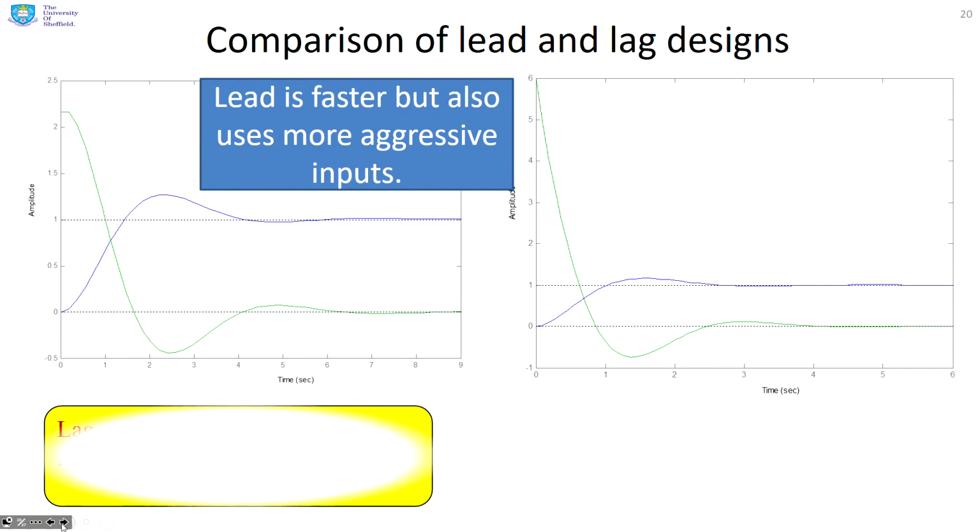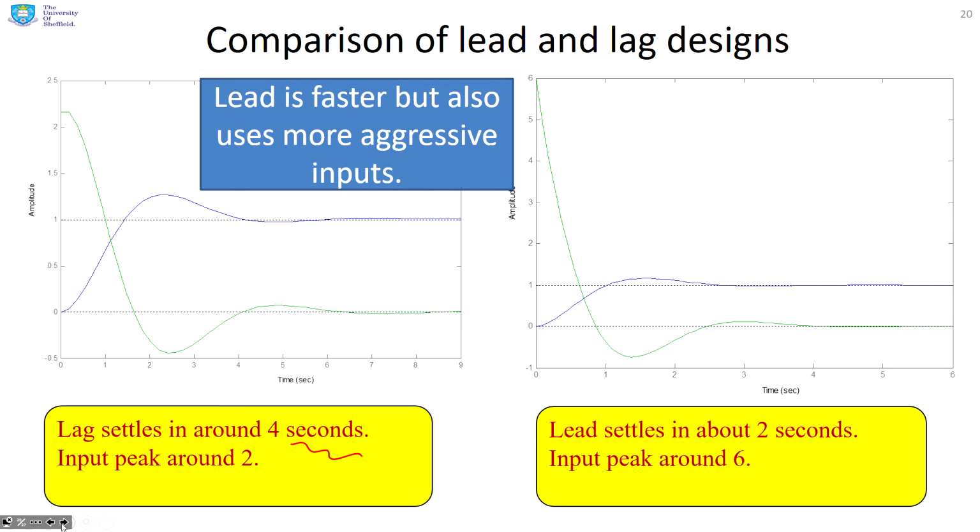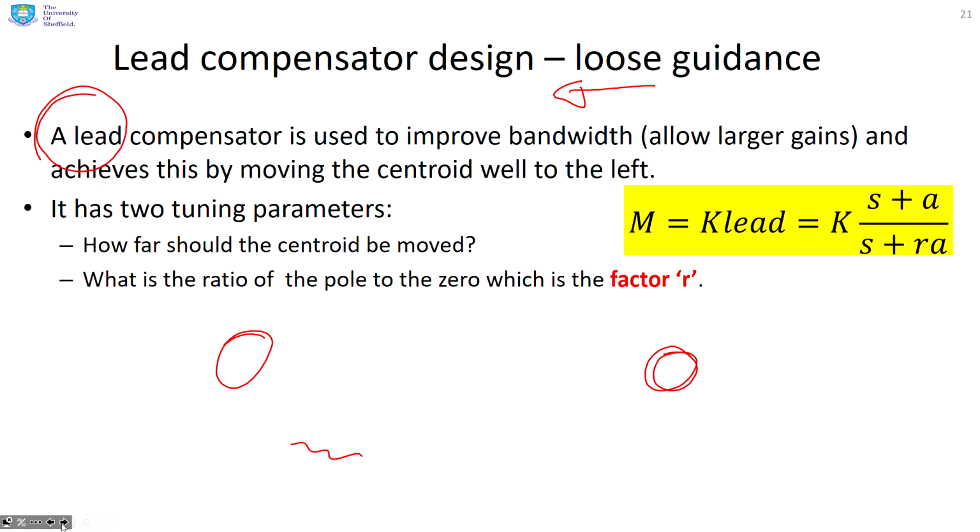Now, how do lead and lag compare? Here you can see that with the lag compensation, we're settling in about 4 seconds, and our peak input is about 2. When I add a lead compensation, I can settle much faster. Look at the time scales here, 2 as opposed to about 4. But you pay for it by having a more aggressive input. So nothing is for free. The lead is more aggressive than the lag, but by being more aggressive, it allows you to get faster behavior.